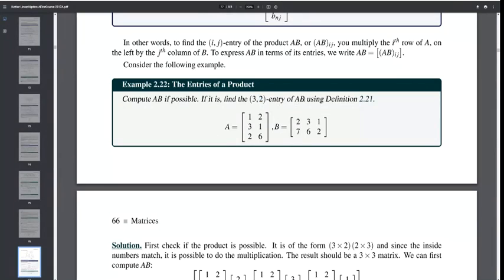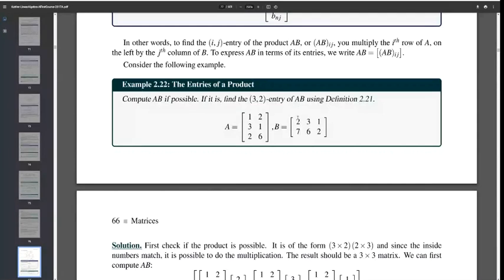Then I need to take the third row from A and the second column from B, and just make the pairing. Now you can see that the third row in A is 2 and 6, right? And the second column in B is 3 and 6. So when you pair, you will get 2 times 3, which is 6, plus 6 times 6, which is 36, and this will give you 42. So the entry 3-2 in the resulting matrix, the product AB, is going to be 42.